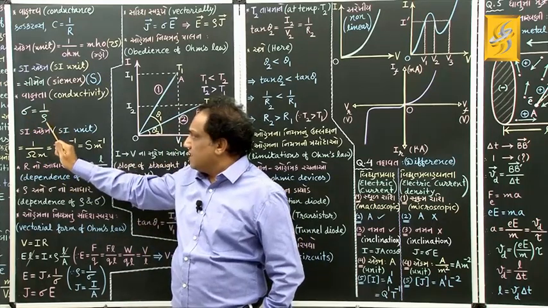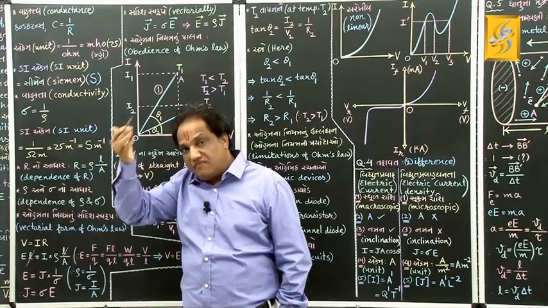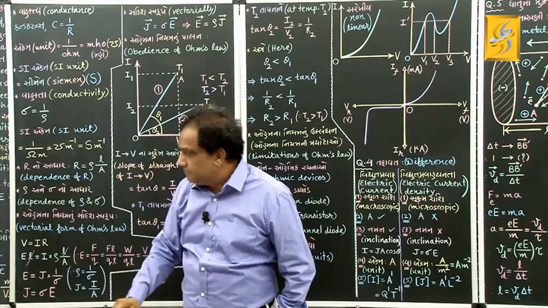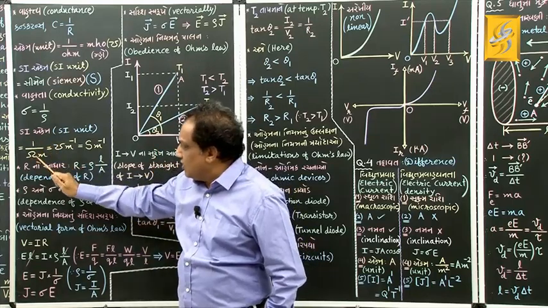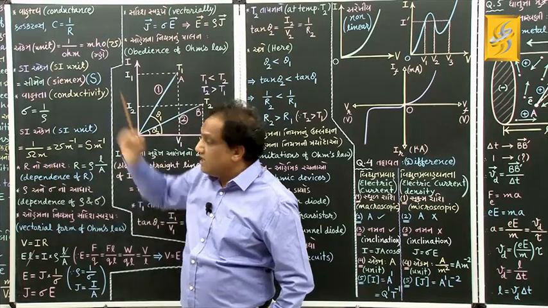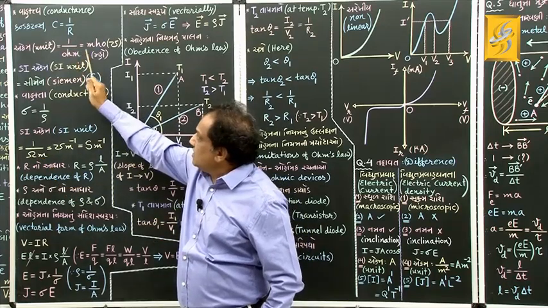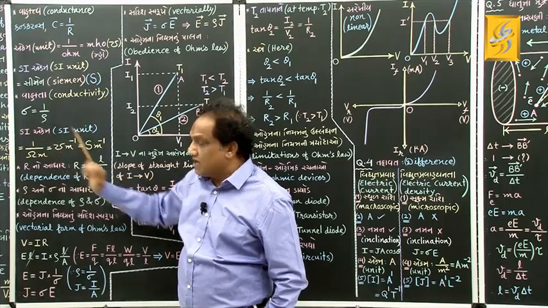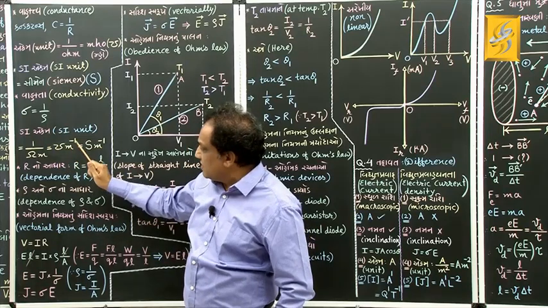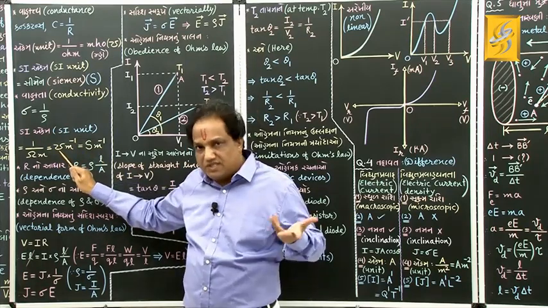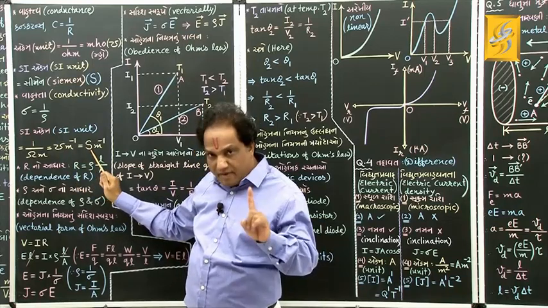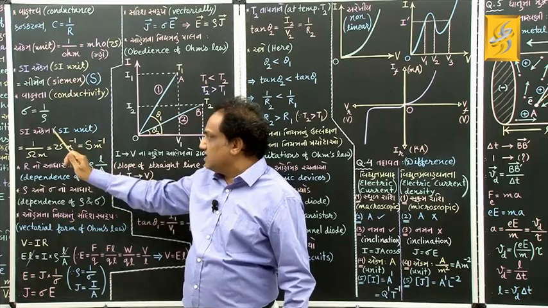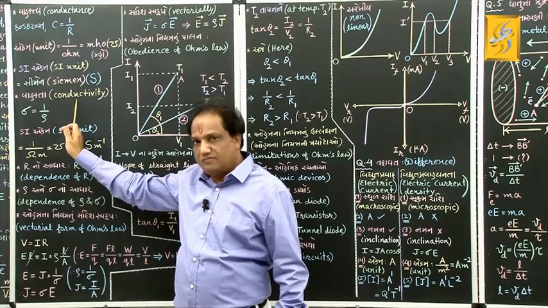Now what about the SI unit of sigma? It will be 1 upon SI unit of resistivity. Last time we had seen SI unit of resistivity. What was that? Ohm into meter. Remember? So I am putting here 1 upon ohm into meter. But recently we have seen 1 upon ohm is nothing but mho. Meter, if you take it up in the numerator, becomes meter inverse. But mho is as good as siemens. So I am writing capital S for siemens into meter inverse. Siemens into meter inverse is the SI unit for conductivity. Okay? Fine.